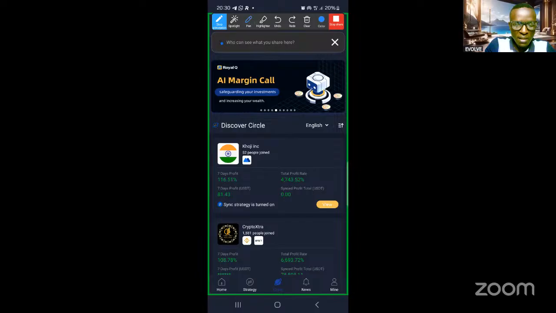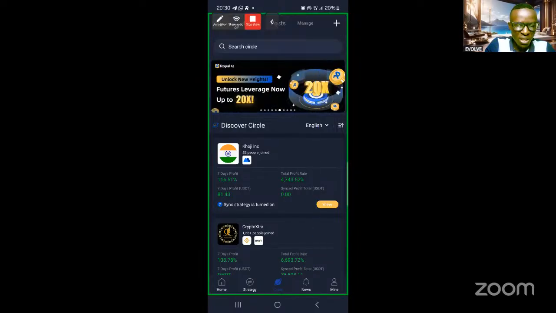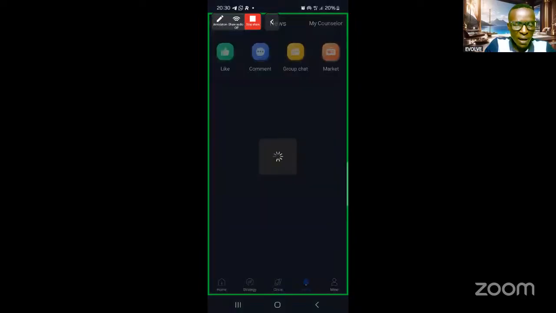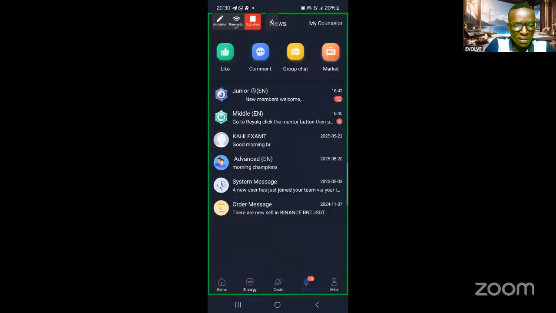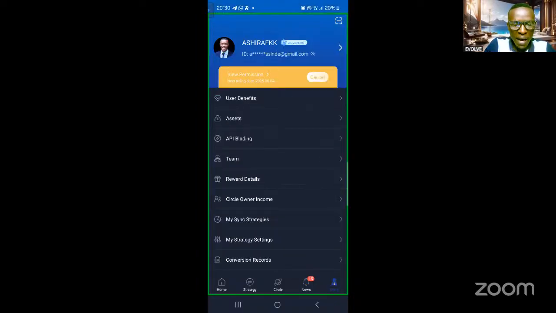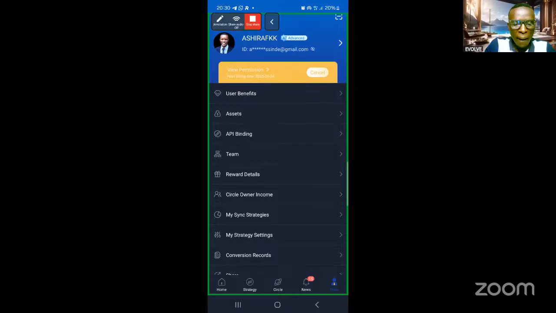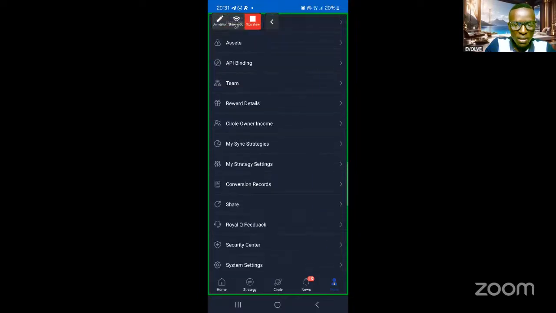Next is the news. Well, I sometimes check, but I take long to check it. I don't usually use this many times. All right. Now we go to mine. Mine is another page. This one is very resourceful. The mine page, very, very resourceful.